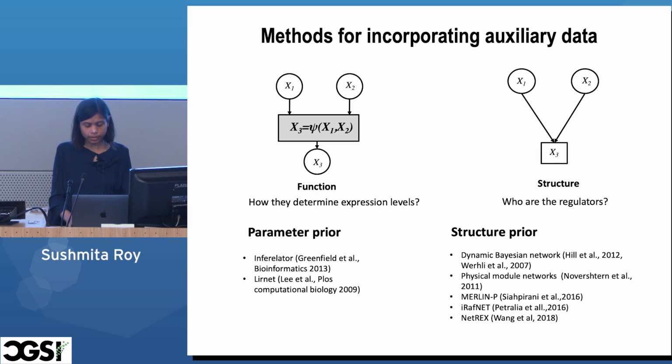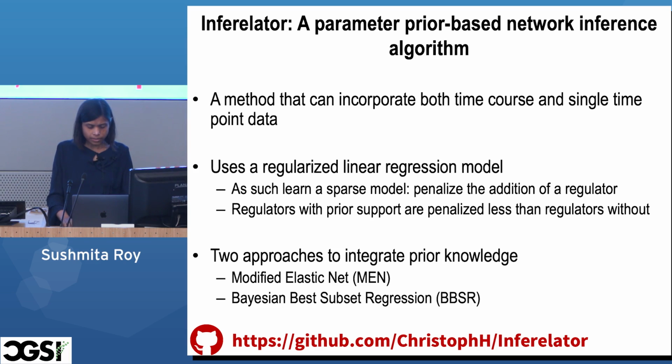And then there are other methods that are saying, let's not marry ourselves to how the regulators will relate to the level of the target. Rather, let's try to impose this information to guide the structure of the network. So in the first class of methods, one method that has been quite popular is Inferelator, and it's actually a suite of methods. They have a large number of methods. They also have single cell methods.